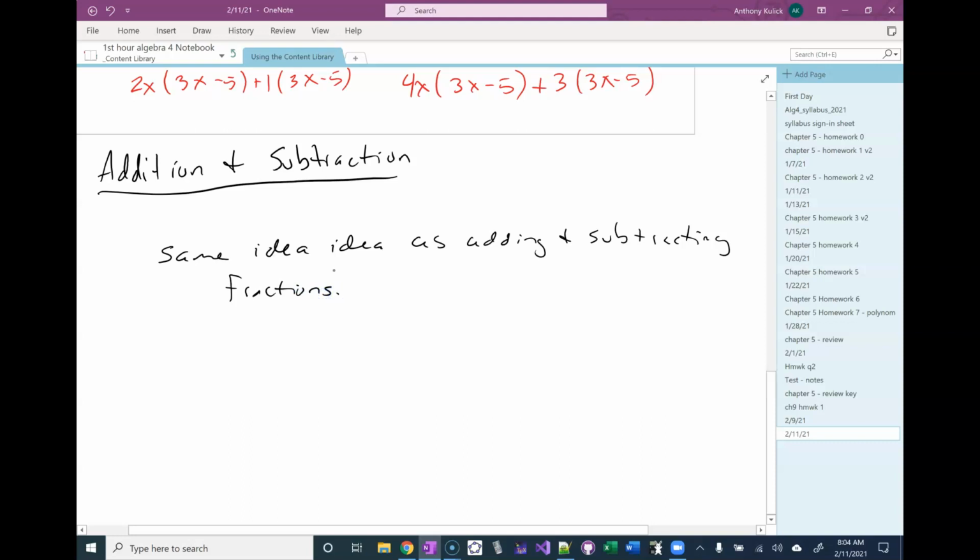So, if we're talking about adding and subtracting rational expressions, it's basically the same idea as adding and subtracting fractions. Okay, so let's look at an example of how we did that, and then we'll extend that idea so that it'll work with our rational expressions.